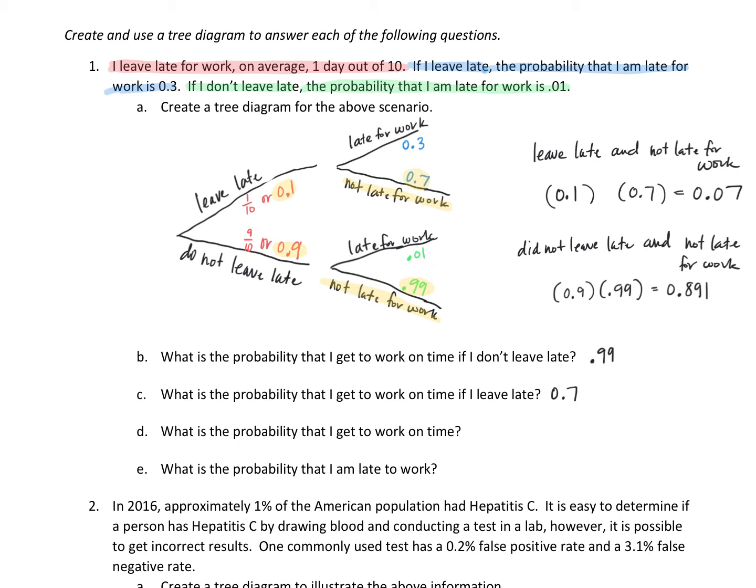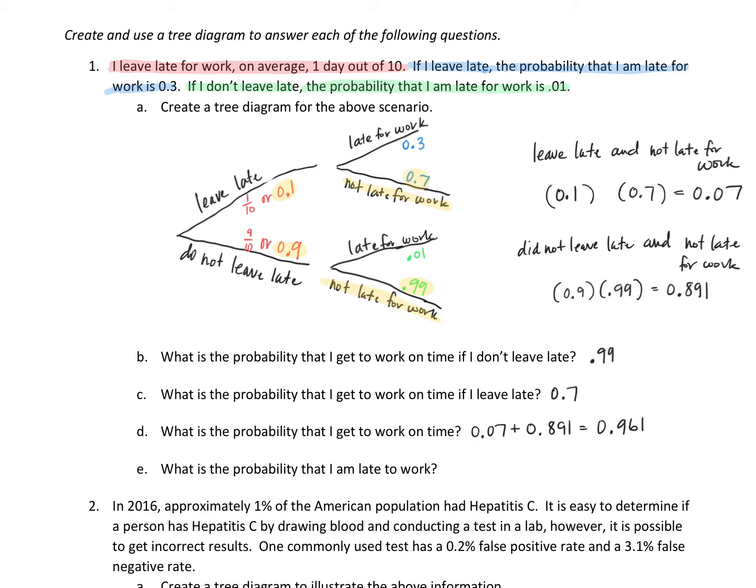And so now to find the overall probability that I get to work on time, I simply add those two together. So 0.07 plus 0.891, and I would get 0.961. So the probability that I get to work on time, regardless of if I leave late or not, is 0.961. So about 96% of the time, I get to work on time.